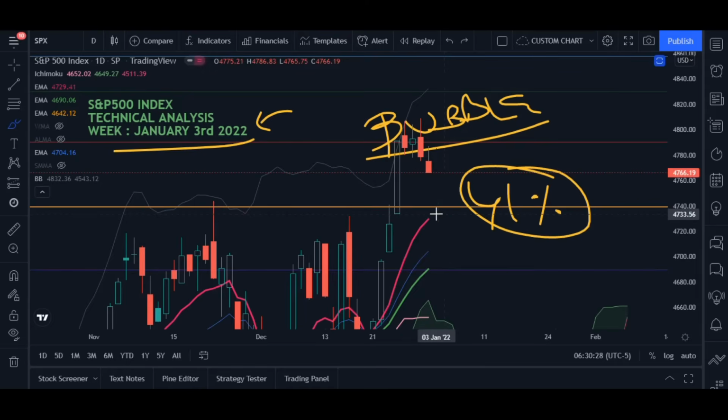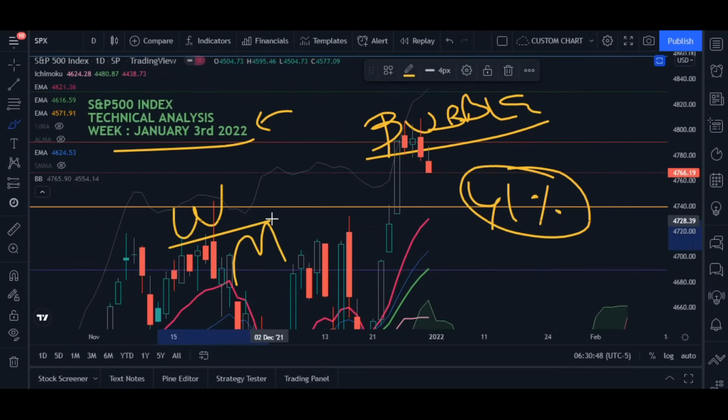In the last 1 year, from November 3rd 2020, the presidential election, to December 31st 2021, the market was just moving up. If you analyze the weekly and the monthly charts, then you will realize that the market is simply moving up without any major correction.